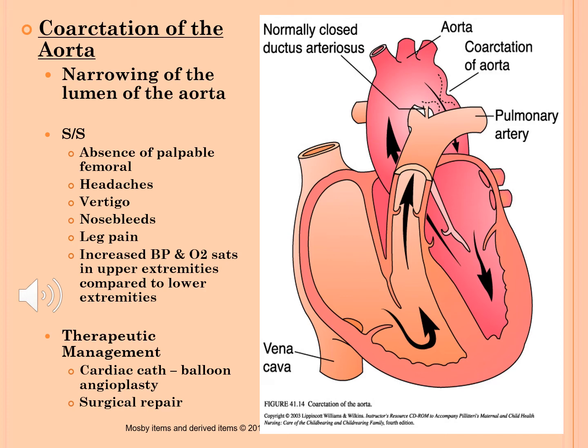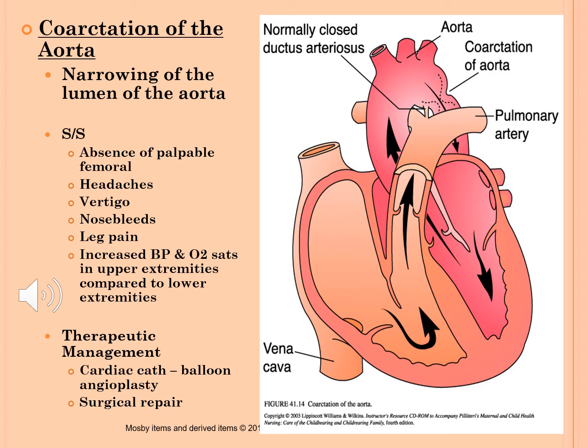As well, you can have increased blood pressure and O2 sats in the upper extremities compared to the lower extremities. So again, if this is possibly a defect we're thinking about or wanting to screen for, it would be important to actually check all 4 extremities for blood pressure and O2 saturation to really be able to compare. And what you're going to see is that in the upper body, the pressures are a lot higher compared to the lower body.